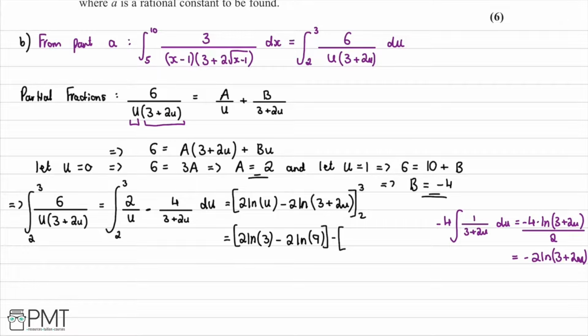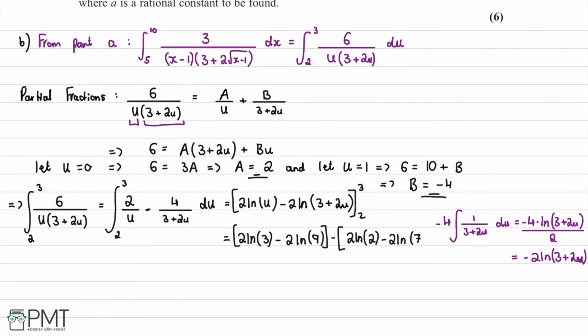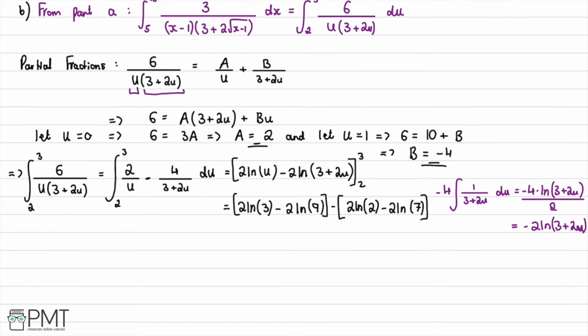Then we're going to subtract the same again, but with the limit 2 put in. So that's going to be 2 ln 2, and then this time that's going to be minus 2 ln of 7. So what can we do now? So we'll continue our working, and we'll just do it over here slightly to give us a little bit more room.